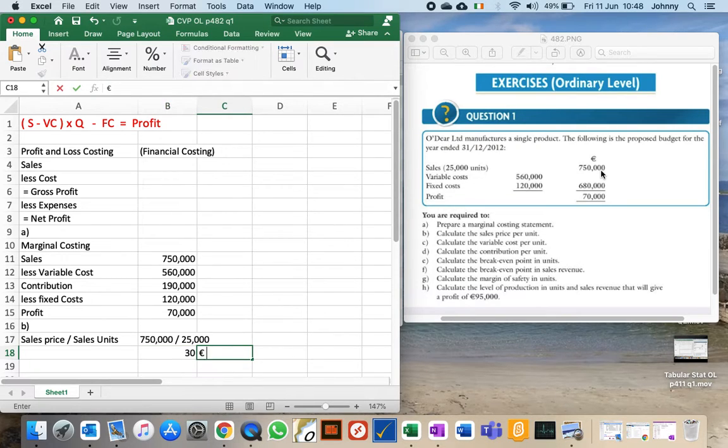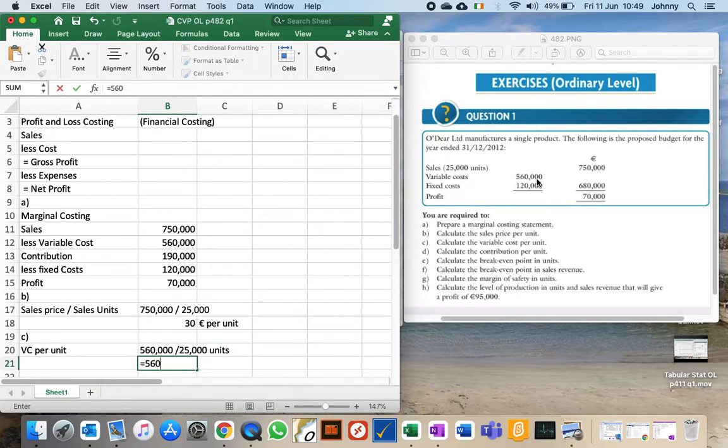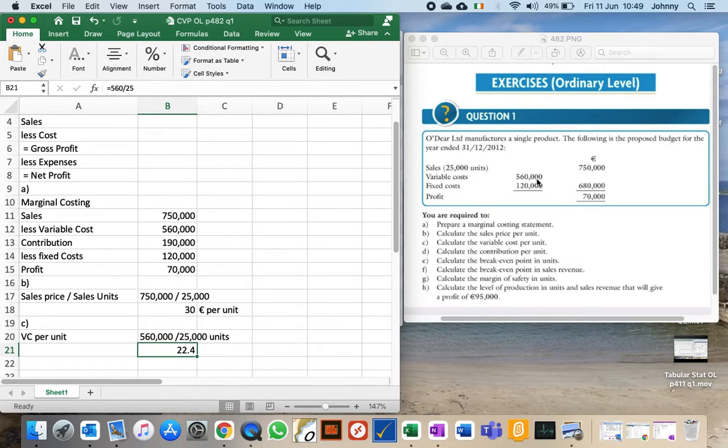So I'm just going to make sure we label this properly. So it's euros per unit. Otherwise we get confused. Are we talking about units? Are we talking euros? You need to just make sure that you label each. So the variable cost per unit, we're going to do something similar. So 560,000 is our variable cost, and that's for 25,000 units. So we're going to divide 25,000 into it. So VC per unit is 560 divided by 25,000 units. So 2240 euros again per unit.